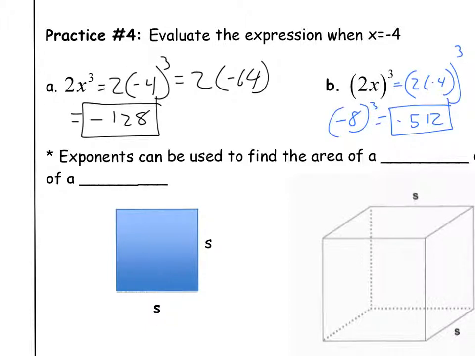Okay, so I just want to point out the main difference in these two. Here, we had to do the exponent first, because order of operations says that we do parentheses, exponents, multiply, divide, add, subtract. But here we have parentheses, so we actually did the multiplication inside the parentheses first and then used the exponent. So the point of this exercise is just to point out the difference of those two. One you should get -128 and one should get -512.